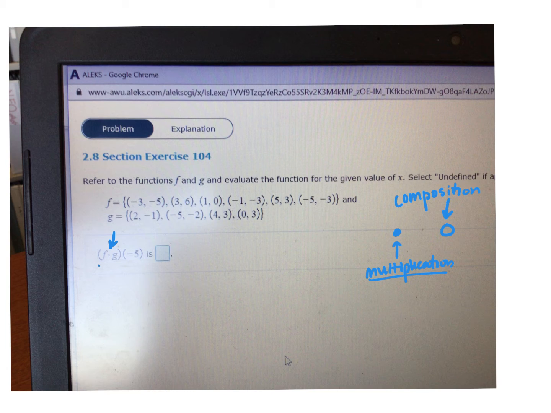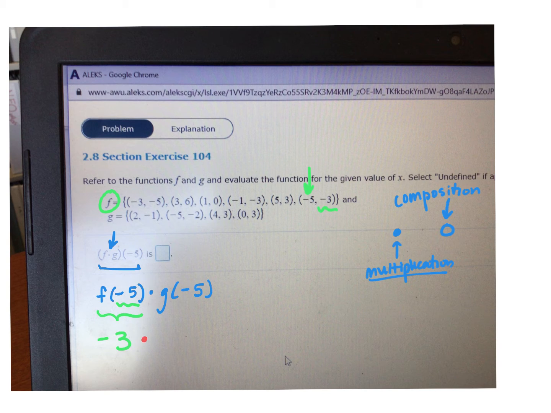Okay, so again, this really means f of negative 5 times g of negative 5. That's what this new function does. It multiplies f and g together. So for f of negative 5, we go to my f function, and I want to see what happens when I have an input of negative 5, which is negative 3. So f of negative 5 is negative 3.